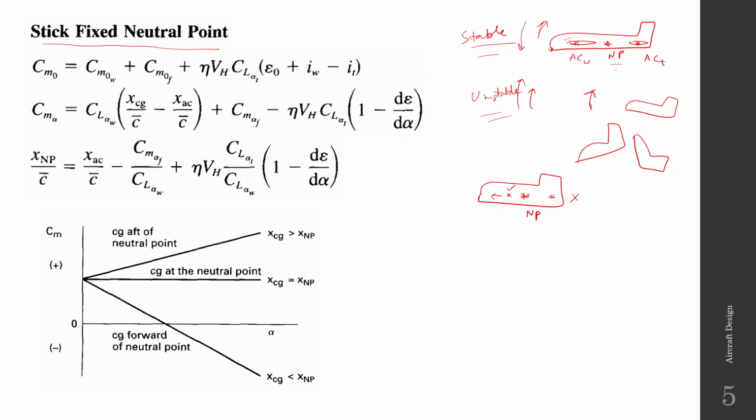Generally we want the distance to be around 10 to 15%. We'll come across something called static margin. We want the static margin to be between 10 to 15%. Static margin is basically the distance between this neutral point and the CG.